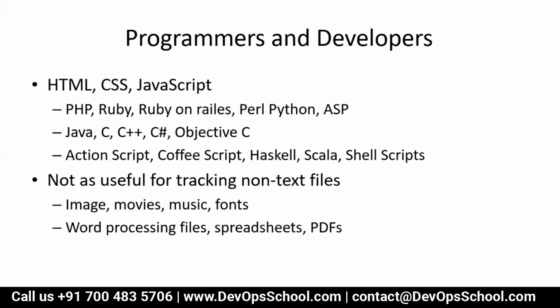movies, music, and everything, but versioning is not done. This means if you modify one image, and then after a certain time you modify the same image again, and you want to compare the two images, that versioning you won't get. You cannot differentiate between what was done earlier, but in the case of text you can get it. So anyone who is doing programming and development and wants to version their source code can use this tool.